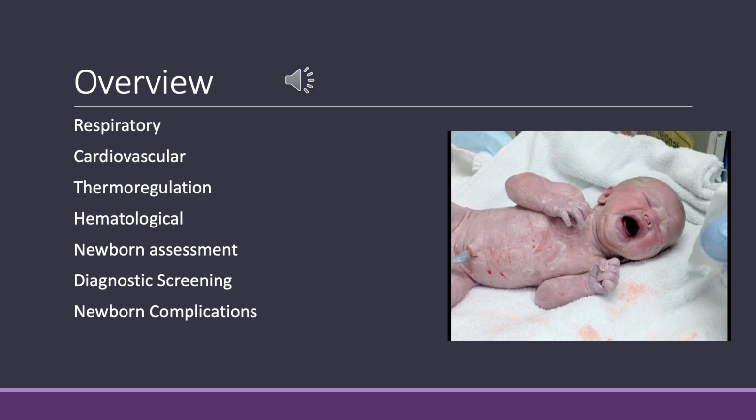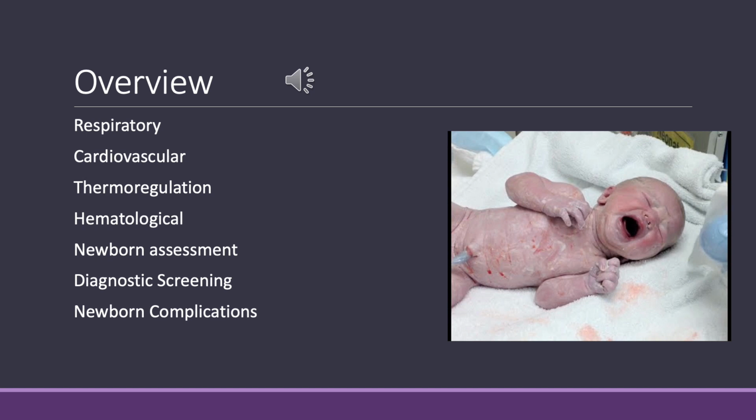During this voiceover, we are going to review the neonate's transition to extrauterine life. There are many changes that have to happen for a successful transition from fetal to neonatal life. There are major respiratory changes that occur, as well as cardiovascular changes. Thermal regulation needs for the neonate are going to be discussed. Also, the hematological adaptations that have to occur.